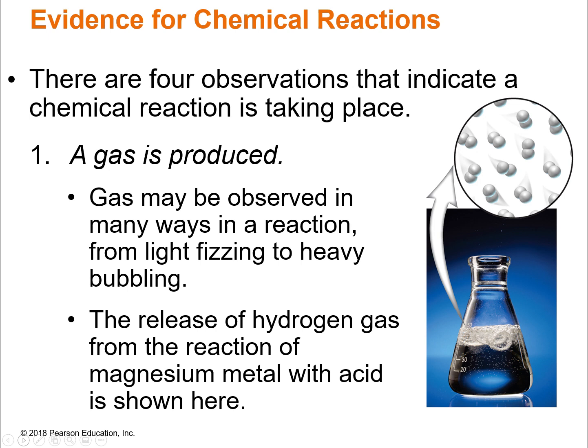One observation that you can see is a gas being produced. It doesn't have to be crazy fizzing, but it can be just kind of light fizzing to a lot of bubbles forming. So an example of that would be adding magnesium metal to an acid. You drop in that little piece of metal and you see all of this bubbling happening up here. That's the release of hydrogen gas. So that shows a chemical reaction is taking place.